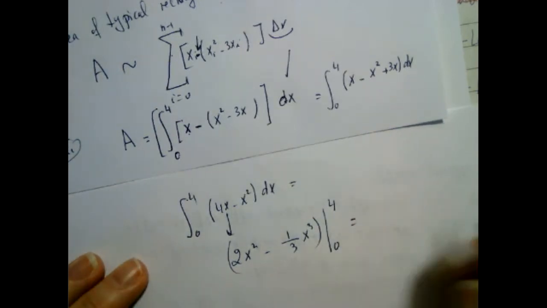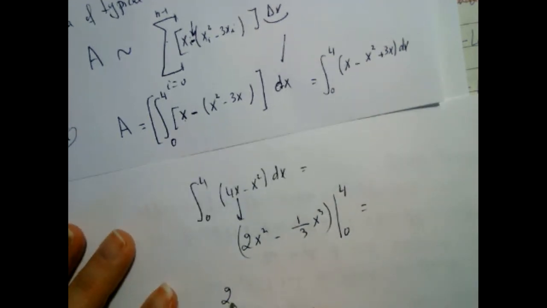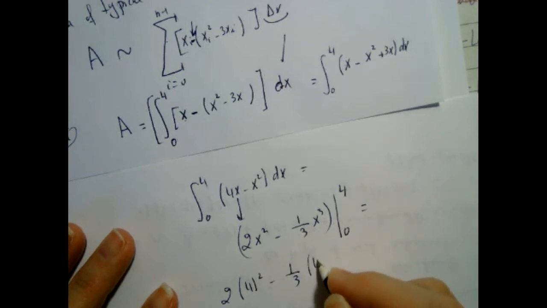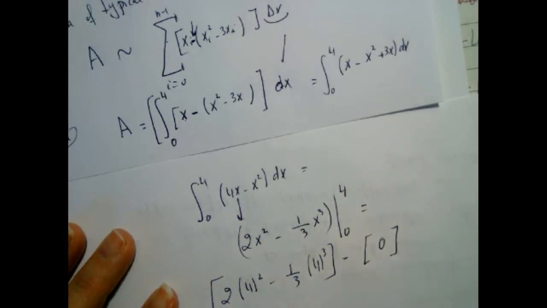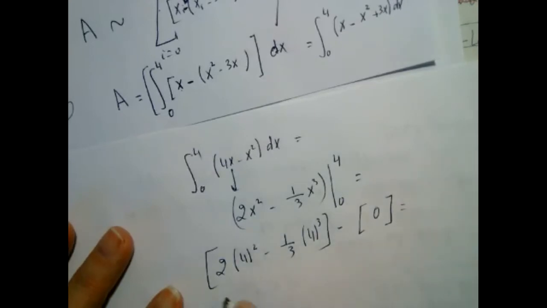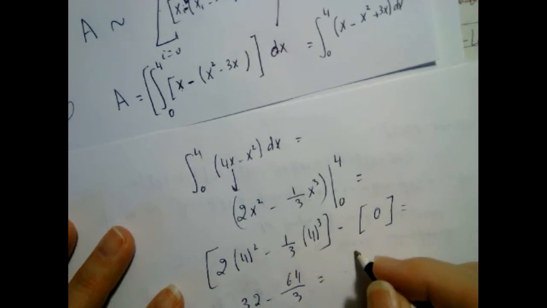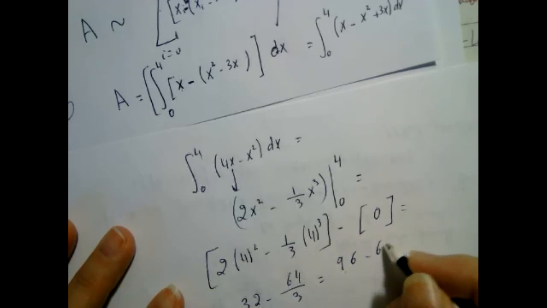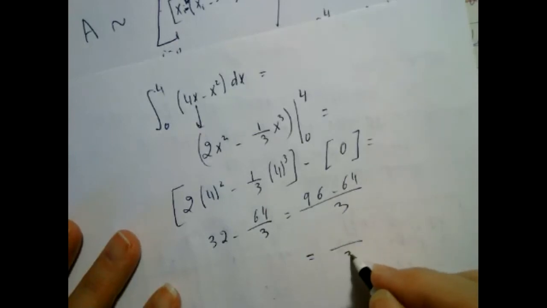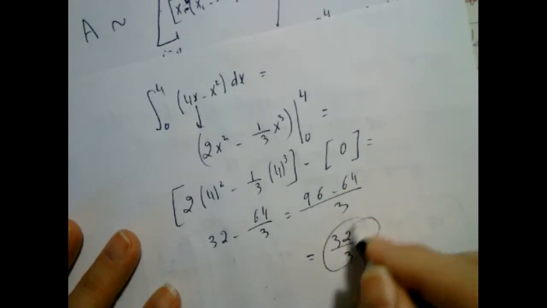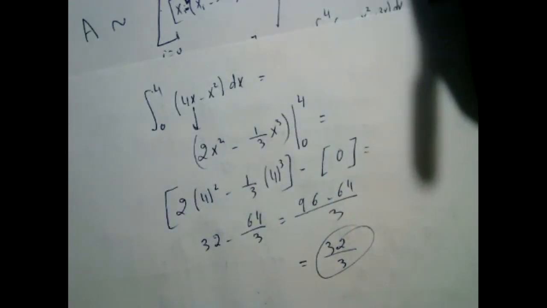But at this stage, it's simple. I evaluate at the upper limit, 4 squared, minus a third 4 cubed, the whole thing minus the value at the lower limit, which is equal to 0. And finally, I get 32 minus 64 over 3, which is how much? 96 over 3, which will give me 32 over 3. Give and take a stupid mistake in my head.